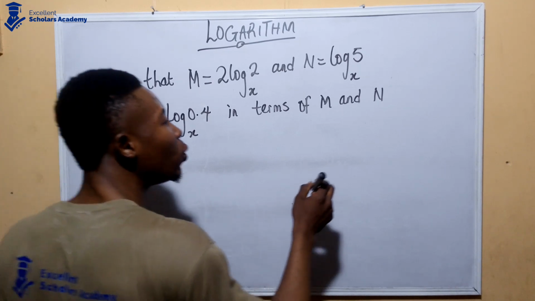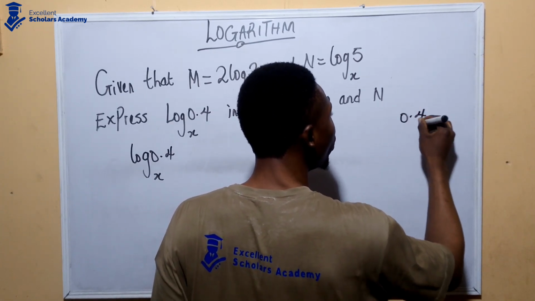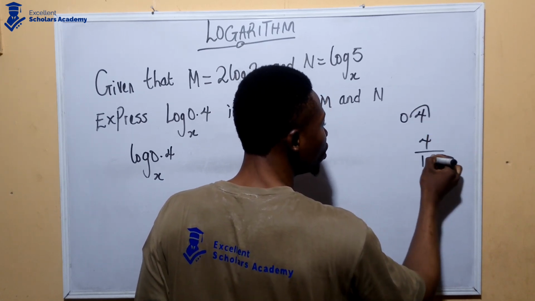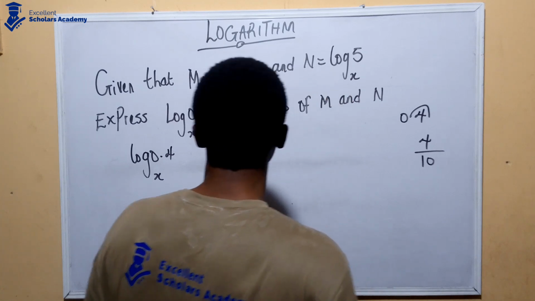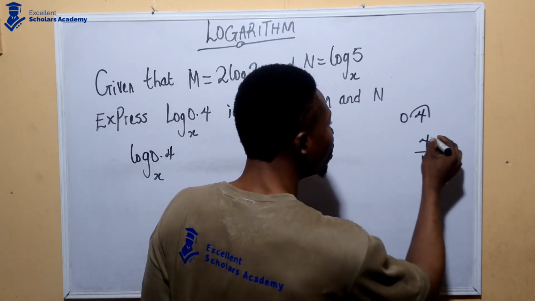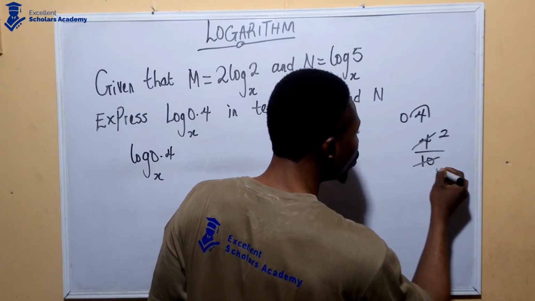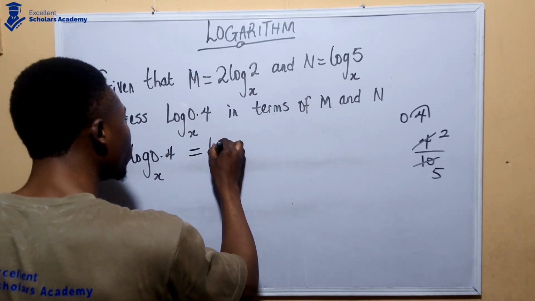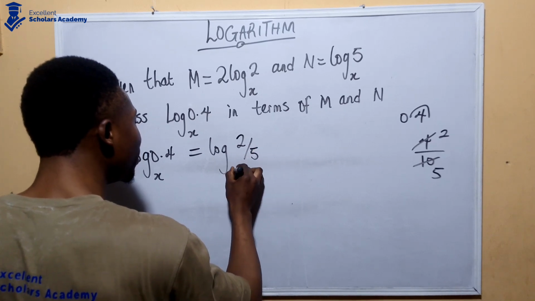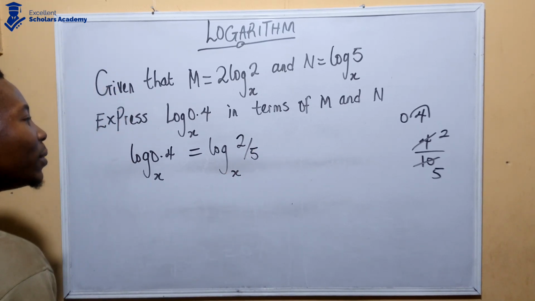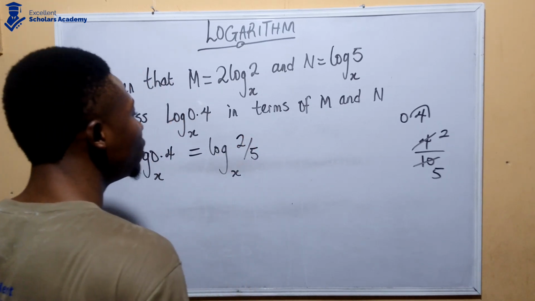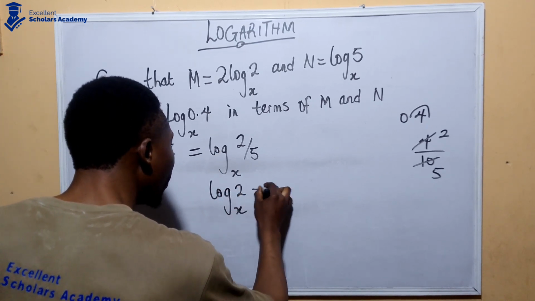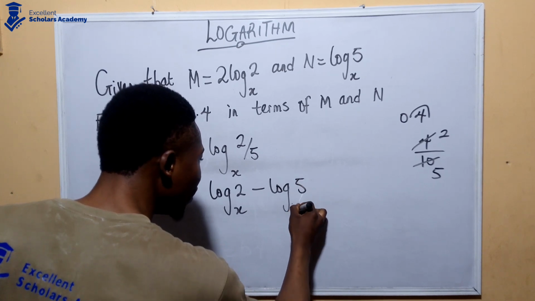Now let's convert 0.4 to a fraction. So you have 0.4, convert it to a fraction, move once. That means it's going to be 4 over 1 0, just 1 0. Now reduce it to the lowest term. 2 goes here, you have 2. 2 goes here, you have 5. So you have 2 over 5. So this can also be expressed as log 2 over 5 base x. Now you can split this into log 2 base x minus log 5 base x. Are you seeing it?